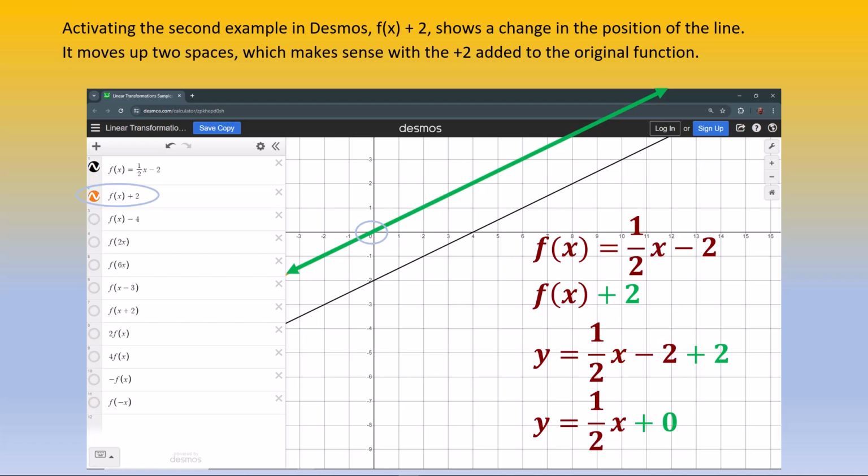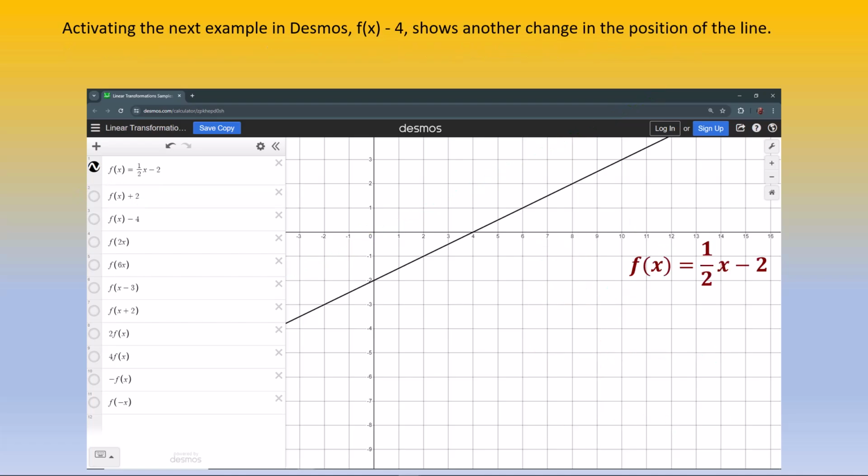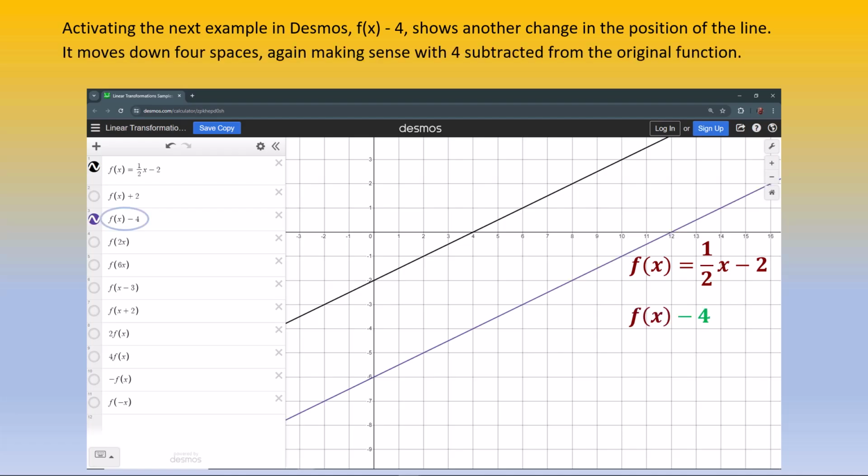The next example, f of x minus 4, shows another change in the position of the line. It moves down 4 spaces, again making sense with 4 subtracted at the end of the original function. Subtracting 4 from the equation in slope-intercept form results in the value -6 for b, the new y-intercept.